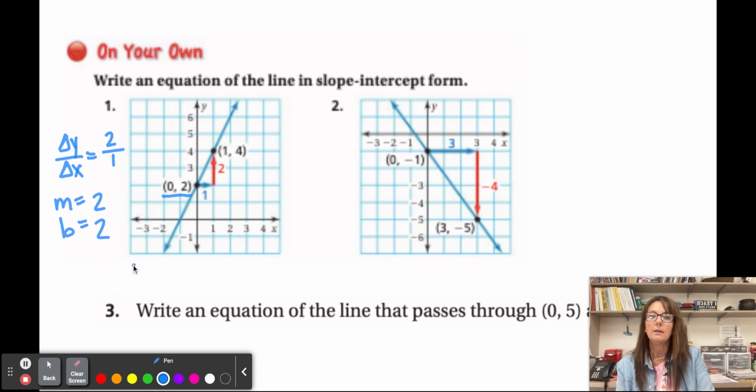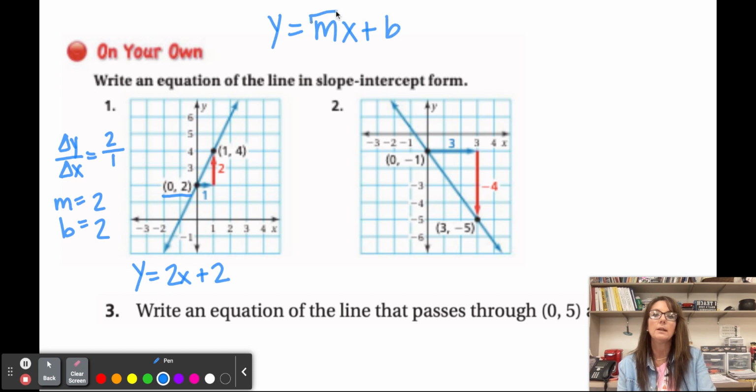So we put it in: y is equal to, and then m is 2x, and then plus or minus, and in this case it's going to be plus b, which is also 2. So we're substituting in, right? We have y is equal to mx plus b. All we're really doing is filling in these blanks. And this sign right here, plus or minus, is going to be whether or not b is positive or negative.